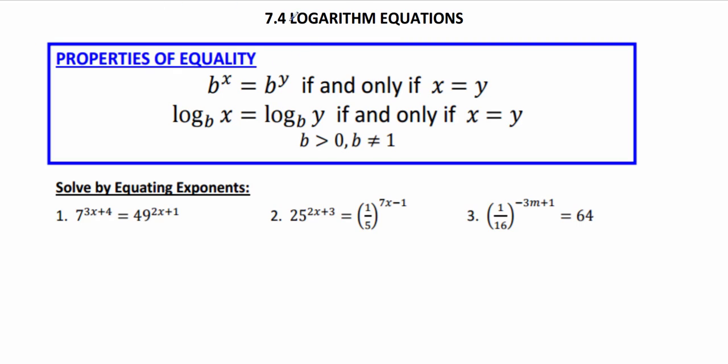First things first, logarithmic equations, that's what we're talking about here in 7.4. Just a couple things we need to know. One is properties of equality. Basically, it says if my bases are the same on either side of the equation, that means my exponents also have to be the same. Now, some of you might be like, well, that just makes sense, right? Why would they be different? If they're the same numbers, why would my x and y be different? Well, I'm just telling you we need to actually make sure that they're the same.